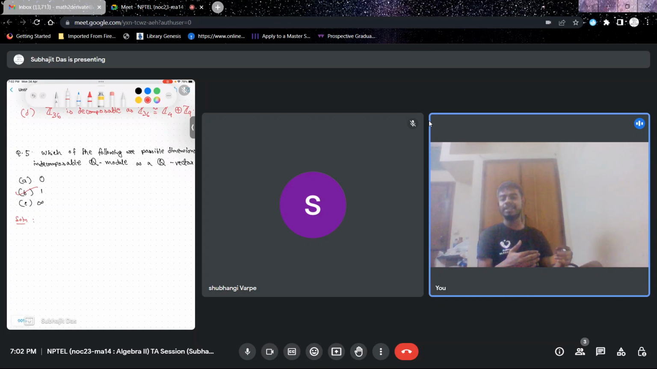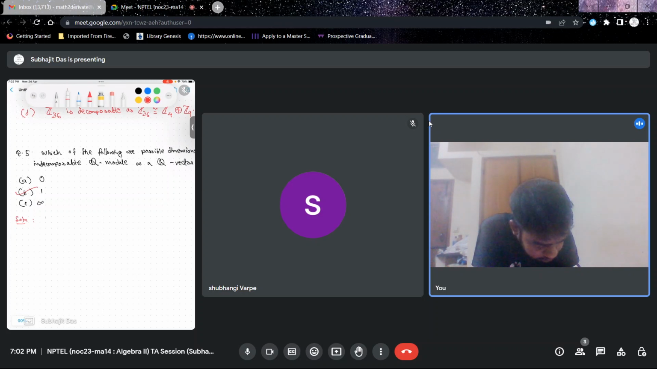Since it's indecomposable, we always assume that any indecomposable module is non-zero, right? So the dimension can't be 0. If the dimension is 0, that means the basis is empty, then you just get the 0 vector space. But since we are talking about indecomposability, we'll discard option A. This is just a convention. Now what about option B? Okay, so instead of saying which of these are correct, I'll just write down the argument.